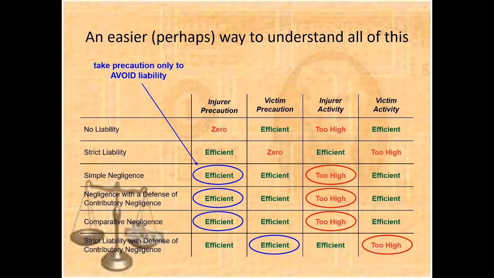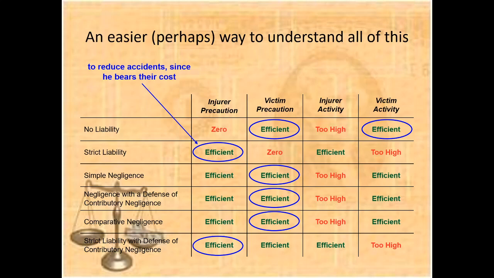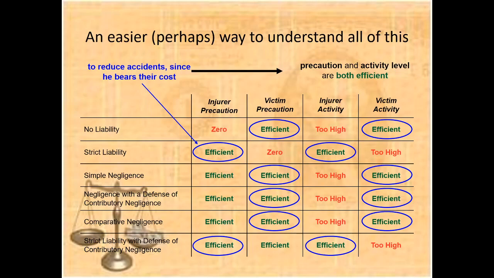So if you take precaution for avoiding liability, but at the same time what spills over is that your activity level is increasing quite high. So precaution is efficient, but the activity level is actually too high. Again, to reduce accidents, since he bears their cost, precaution and activity level are both efficient in that sense.